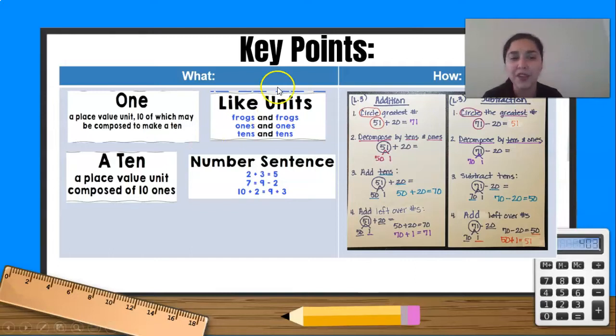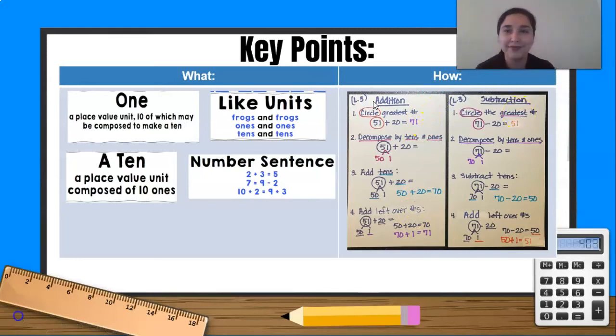So here are the steps that we're going to follow to make sure we know how to add and subtract. Let's look at the steps for addition. The first step I do is circle the greatest number. The greatest number is another word for the biggest number. The problem that I have is 51 plus 20. So I circle the 51. Step number 2 is I decompose by tens and ones. I'm decomposing the greatest number. Decompose is another word for break apart. So I have to break apart the 51 into a 50 and a 1.